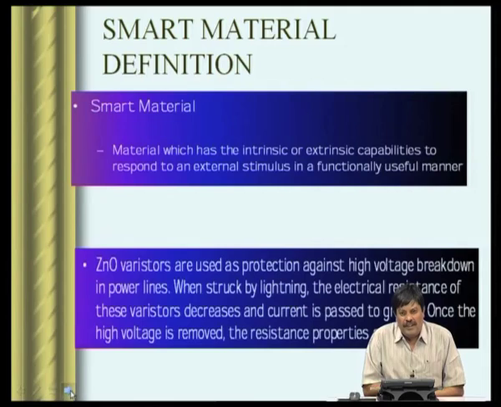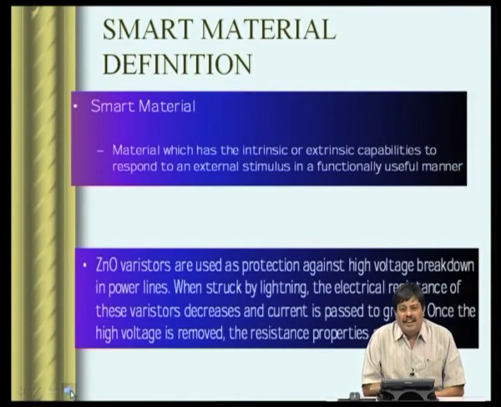So, the basic fundamental component of a smart system is essentially smart material. So, how do we define the smart material? A smart material essentially is a material which has intrinsic or extrinsic capabilities to respond to an external stimulus in a functionally useful manner.